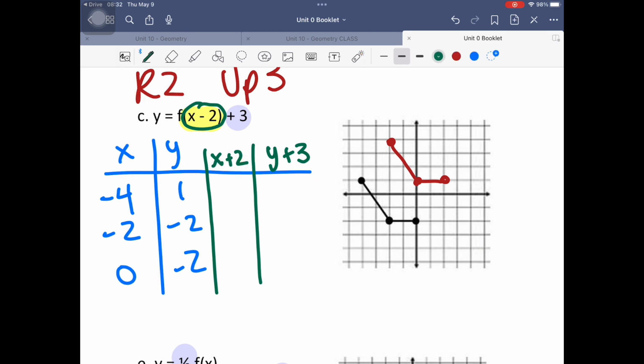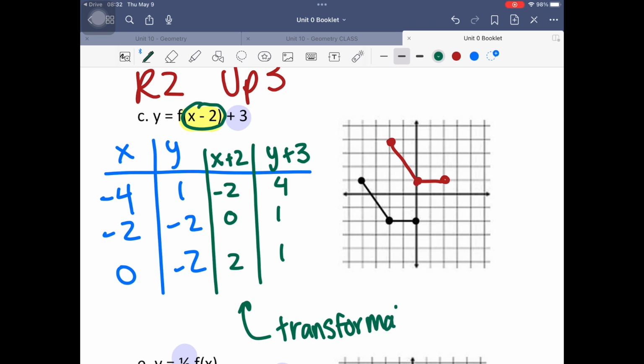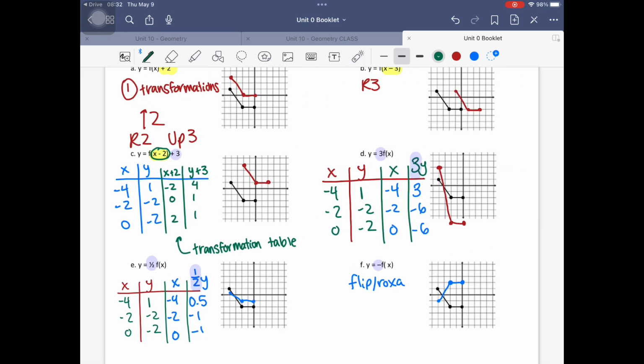So let's go ahead and check our work. Okay, so -4 plus 2 is -2, 0, 2, and then we're adding 3 to all of these. Okay, let's check. Do our points match? -2, 4, -2, 4, good. 0, 1, and 2, 1. Perfect. It works. Okay, so this whole thing right here is called a transformation table. And sometimes you need to use them and sometimes you don't. Usually if there's a stretch or a compression, that is when you're going to have to use it the most. Okay.